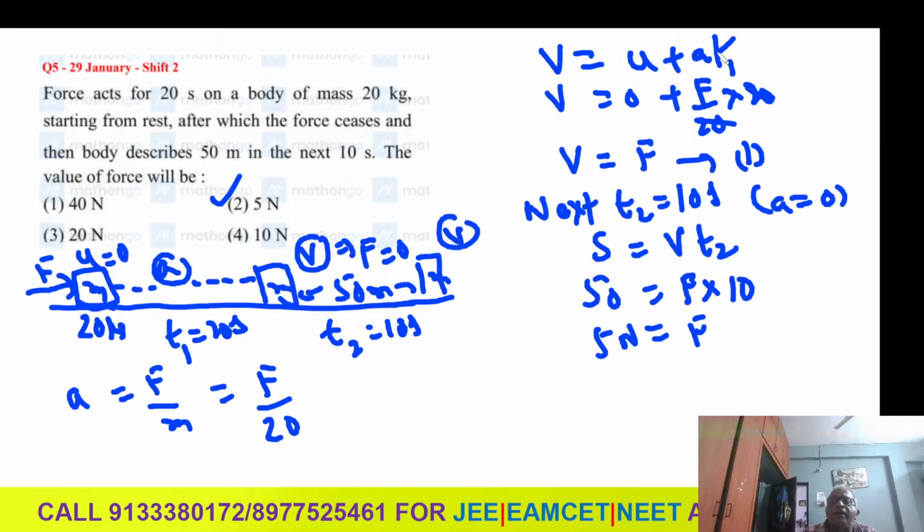So V is equal to U plus at, the kinematics equation. Motion is in a straight line, initial velocity 0, so V is equal to F. Of course, if the force unit is newton, velocity is in meter per second, but he is telling the magnitude of V is equal to the magnitude of velocity; the number is the same. Next T2, 10 seconds, acceleration is 0. S is equal to V into T2. So 50 is equal to F into 10. So F is equal to 5 newtons. The answer is this.